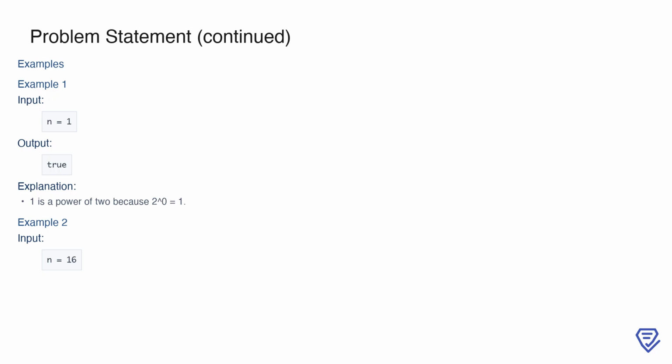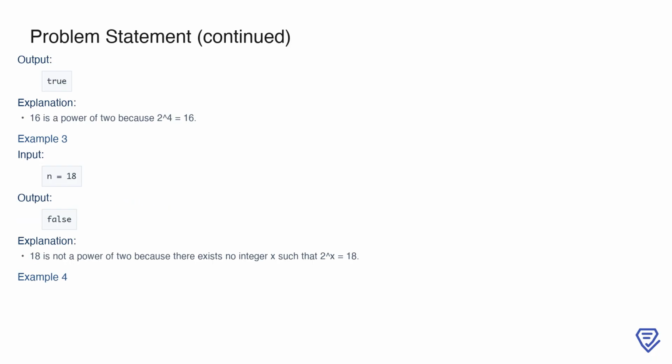In the first example, the input is n equals 1. The output is true because 1 is a power of 2. This is due to the fact that 2 raised to the power of 0 equals 1. In the second example, the input is n equals 16. The output for this input is true because 16 is a power of 2. Specifically, 2 raised to the power of 4 equals 16.